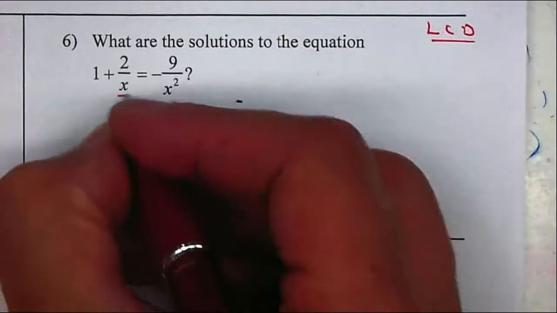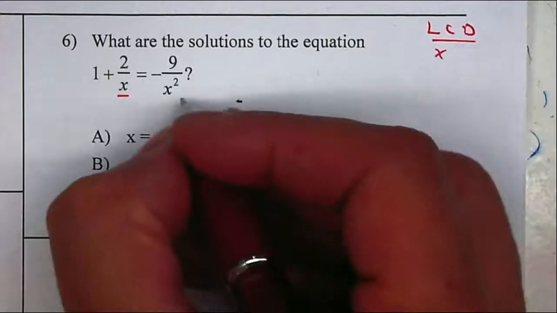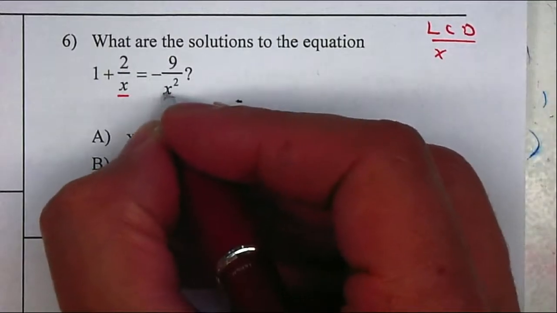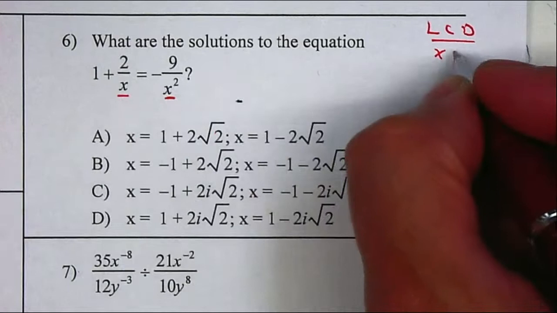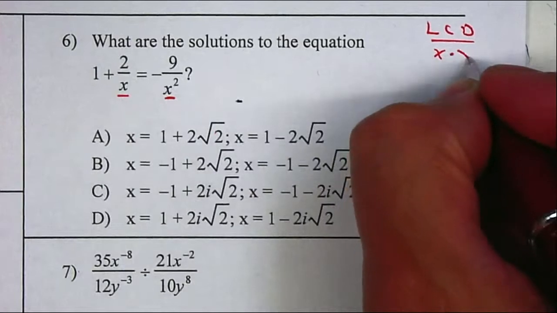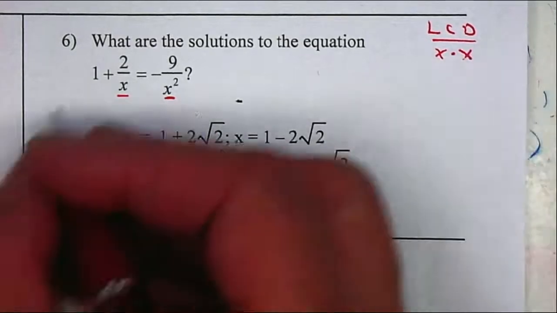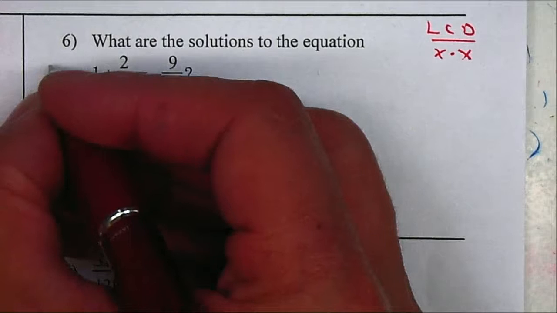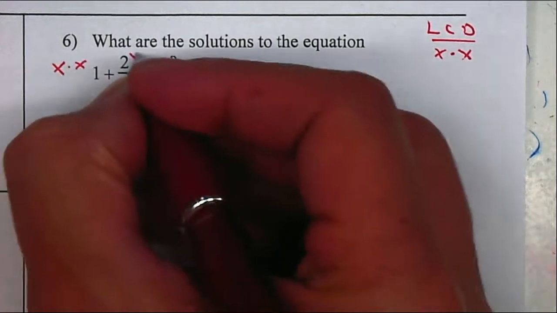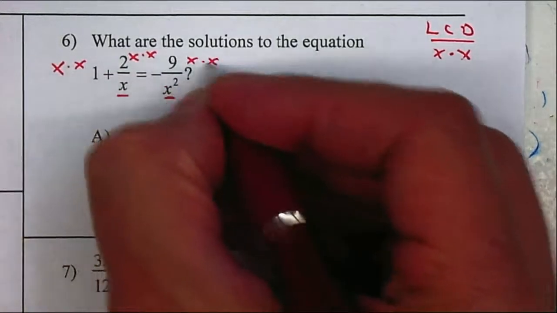I want to cancel this x, so I'm going to multiply by x. And this denominator has x squared, basically 2 x's, so I'm going to multiply both of them. I need another x to cancel it. I'm going to multiply each of the terms by x and x. X and x, x and x.